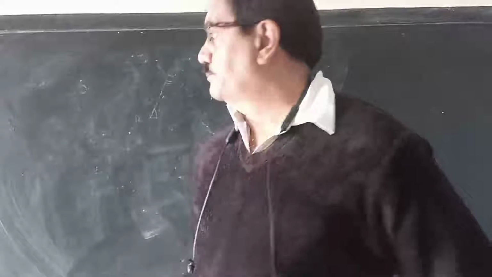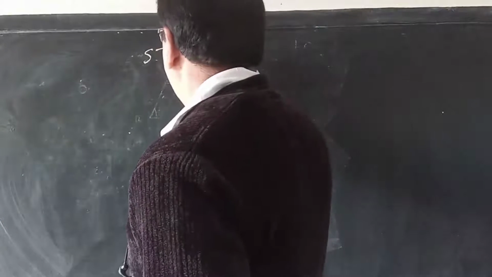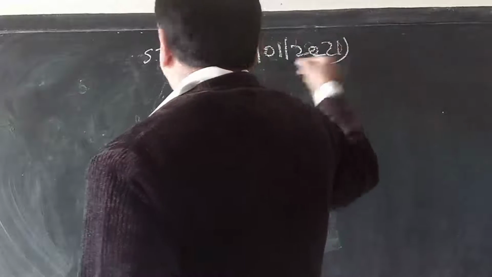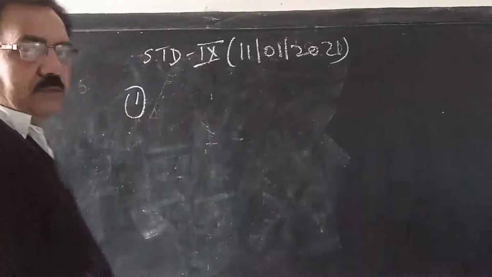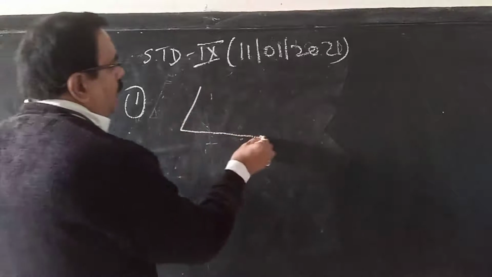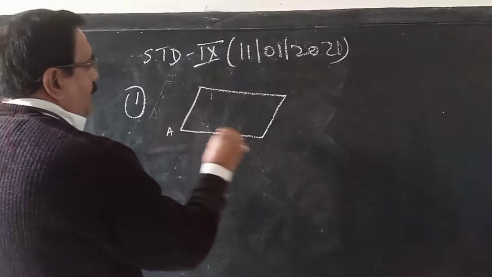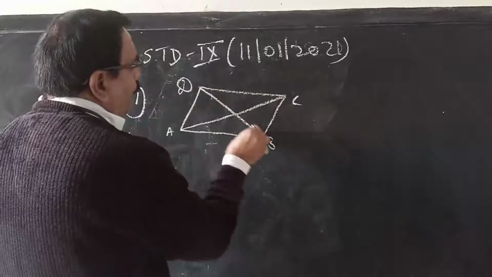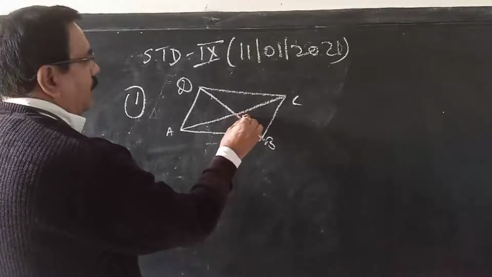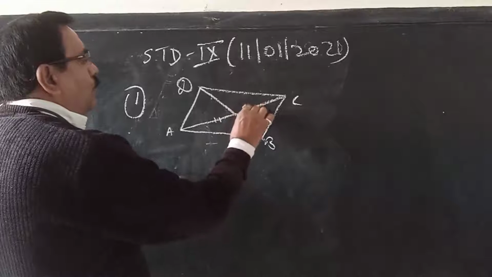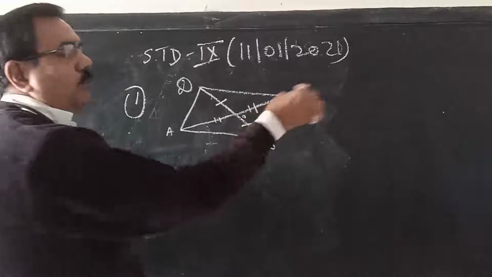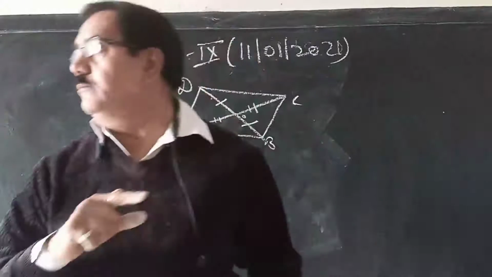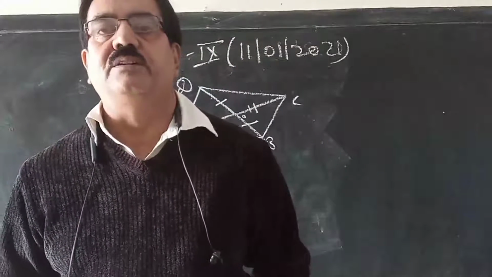Then the properties. The first property of a parallelogram ABCD: diagonals of a parallelogram bisect each other at O. Means AO will be equal to OC and OD will be equal to OB. This is the first property of the parallelogram. Diagonals of a parallelogram bisect each other.